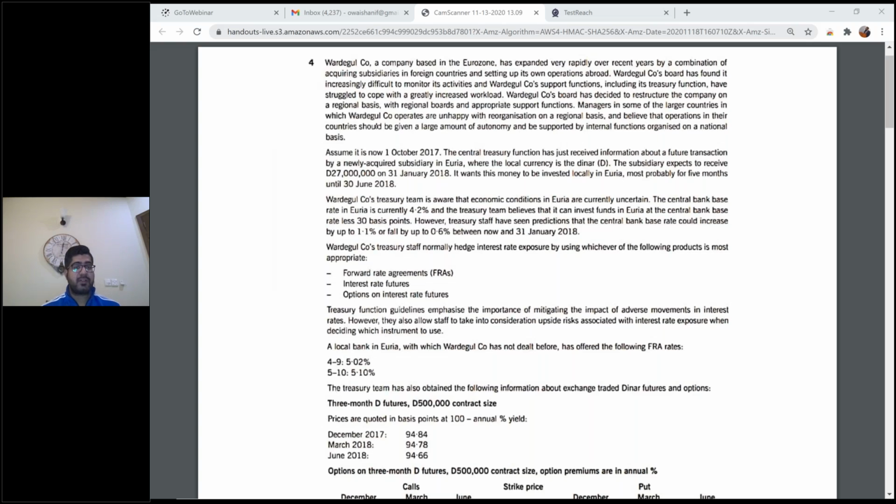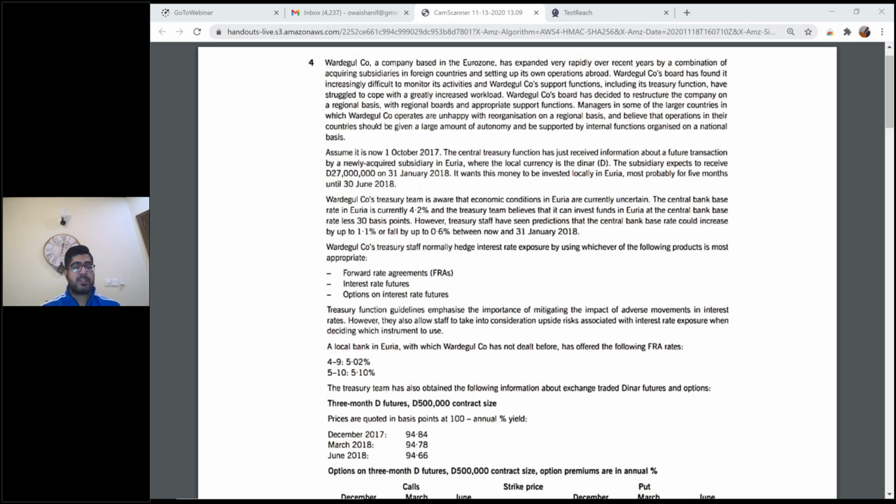So local bank is offering the following FRA rates: 4-9, 5.02. The treasury team has also obtained the following information about exchange traded dinar futures and options. So 3-month futures, it's with 3-month gap, right? December, March, June, September, I told you. So 3-month futures, 500,000 is the contract size.